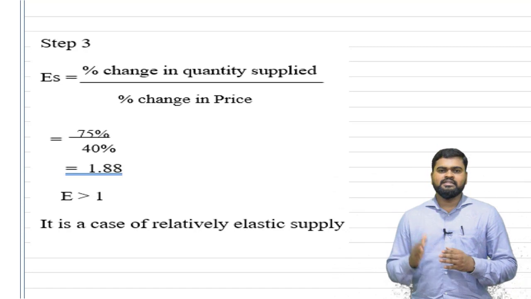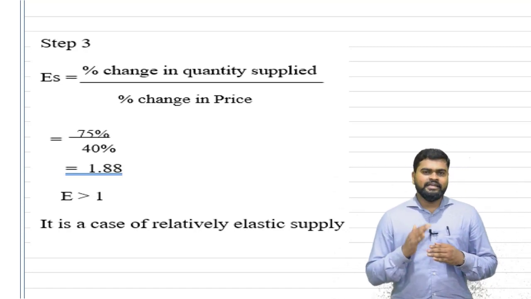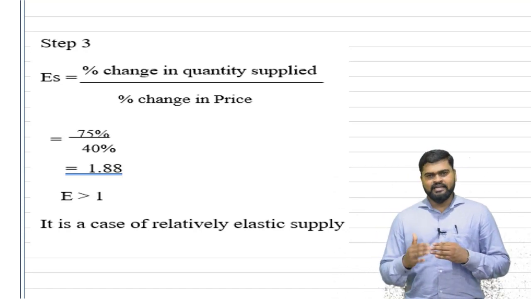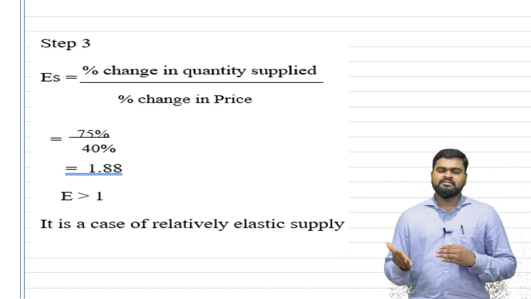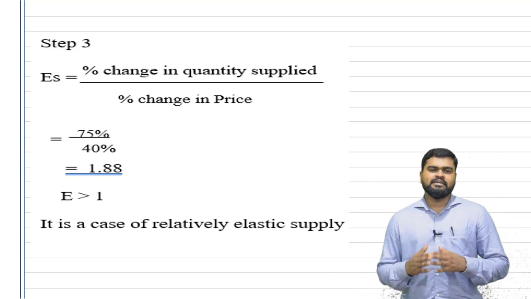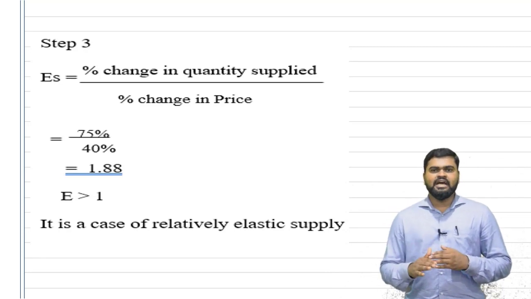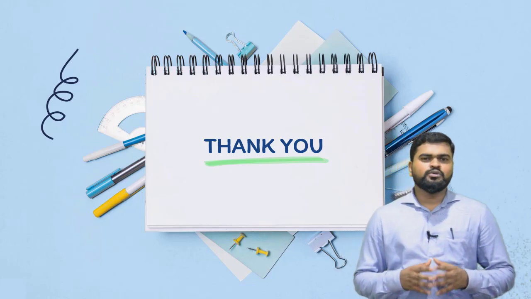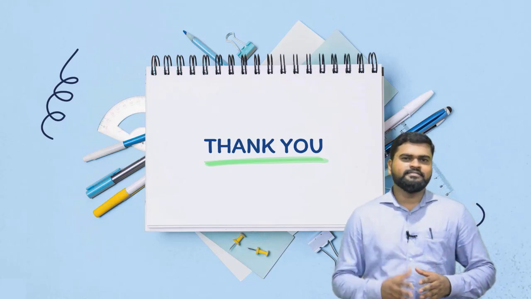If your answer is equal to 1, then it is a case of unitary elastic supply. If the elasticity is less than 1, then it is a case of relatively inelastic supply. I hope you all have understood the topic supply and also the concepts of supply.